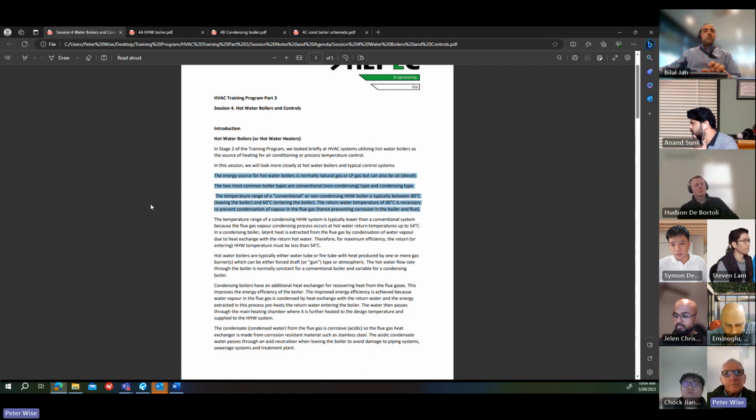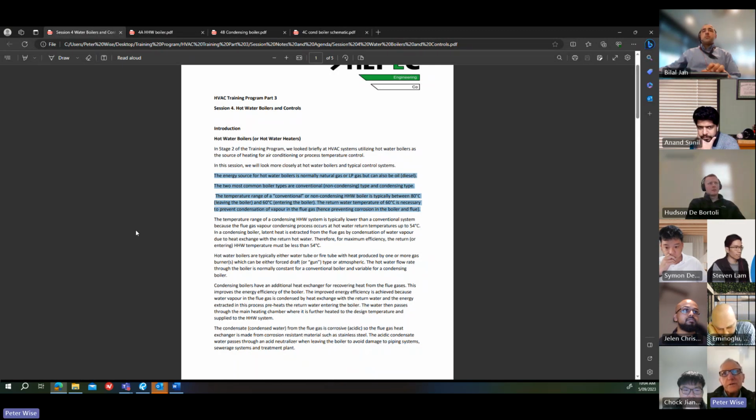The two most common boiler types are the conventional or non-condensing type and condensing boilers. The temperature range of a conventional or non-condensing hot water boiler is typically between 80 degrees leaving the boiler and going out to the field, and 60 degrees entering the boiler and coming back from the field. Return water temperature at 60 degrees is necessary to prevent condensation of vapour in the flue gas, and hence that prevents corrosion in the boiler and flue.